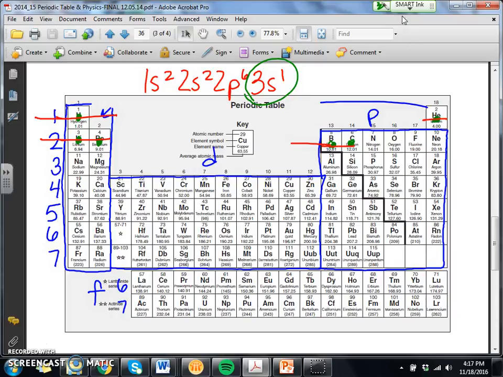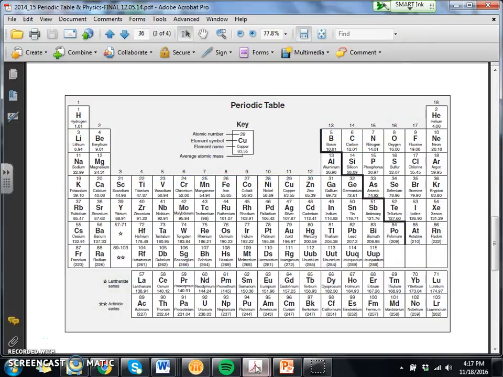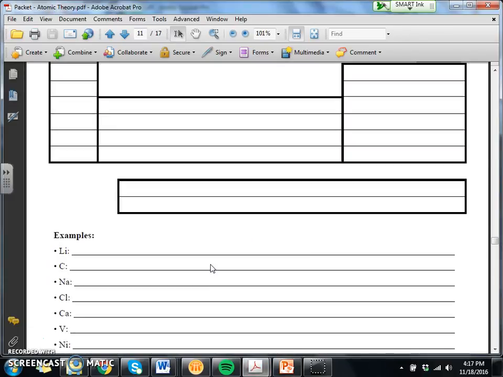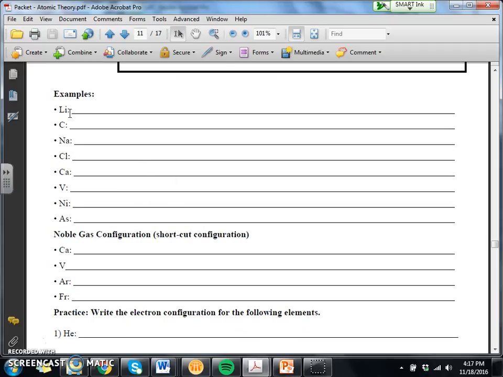So if we do some practice with this electron configuration, let's look back at our notes. So our notes had some examples. If we look at lithium, Li, we can note that it would be 1s2, 2s1. Lithium is on my second row, sublevel S, and it's the first one, so we would stop there. Carbon, we did as our example earlier, would be 1s2, 2s2, 2p2.